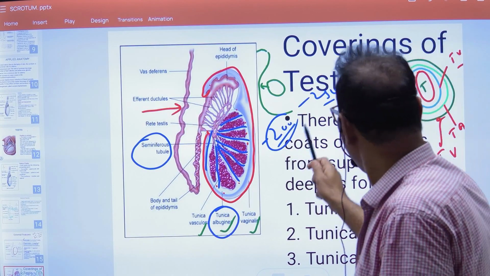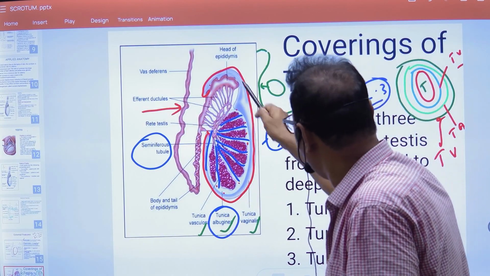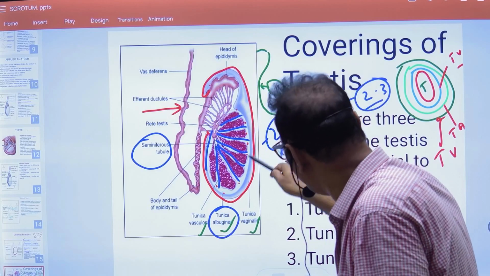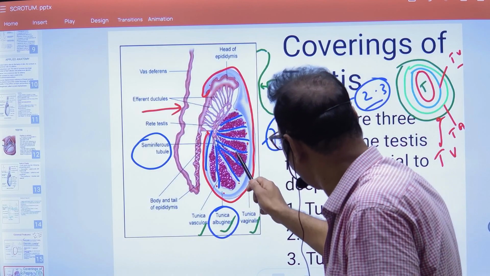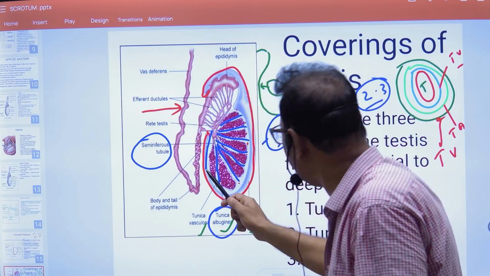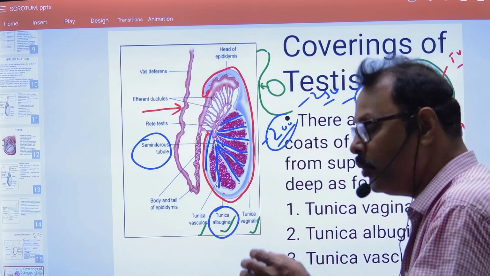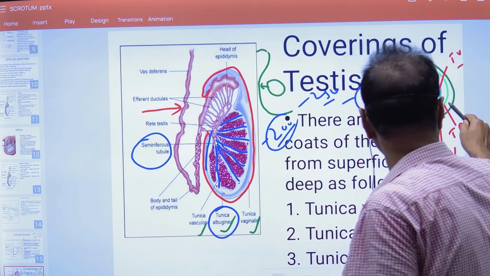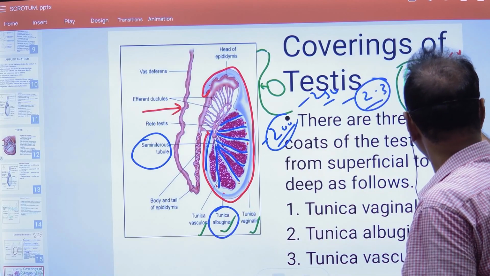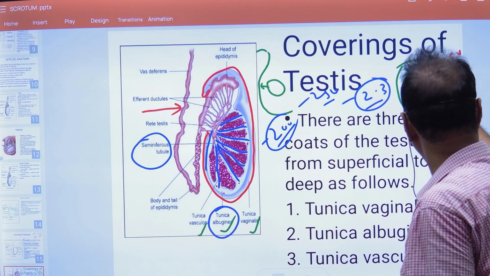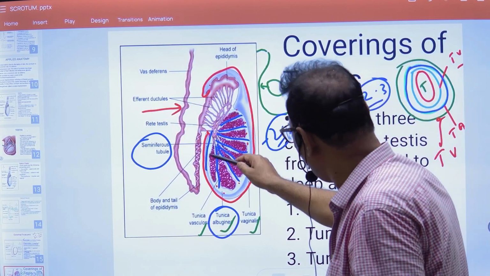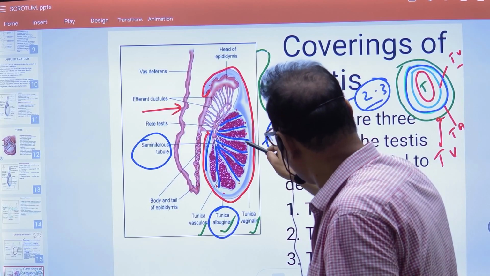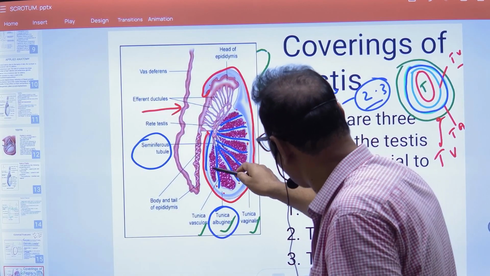So we have got the tunica vaginalis, which is the outer covering of the testis. Tunica albuginea is actually the second layer of the testis, which covers the testis all around. Even the posterior border will get the tunica albuginea. It covers the whole of it.